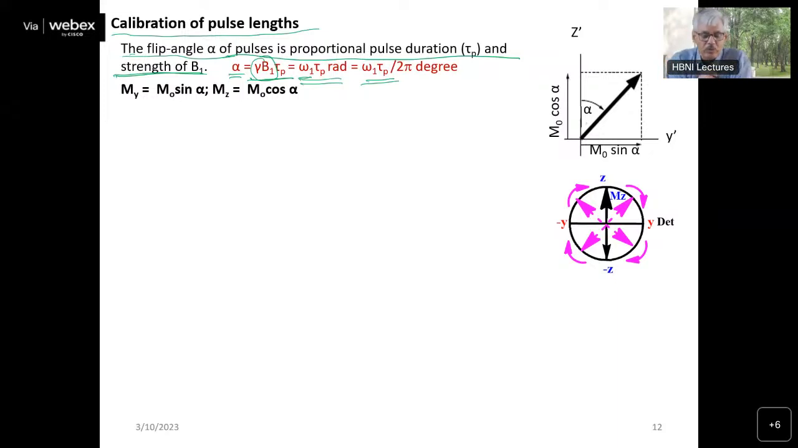When you give a pulse, the magnetization moves from the Z axis to a new position. We don't know where, it can be here, it can be here, even beyond this. Depending on how much it is rotated, there will be an angle from the Z axis. That angle is called alpha.